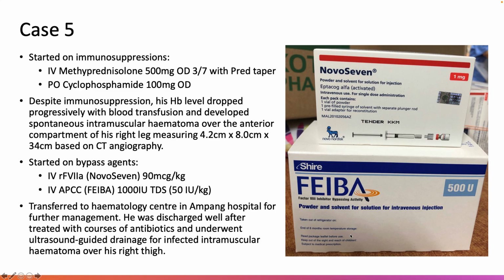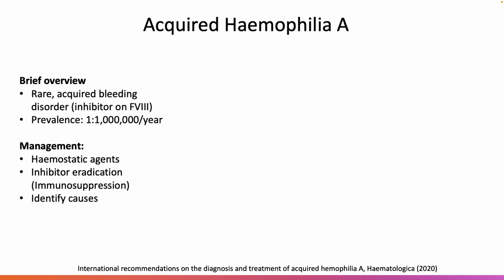When you are fortunate enough, then perhaps you encounter these rare cases, which can also be devastating cases. So a little bit of information on acquired hemophilia. It's a very rare condition. The prevalence is about 1 in a million every year. So meaning to say, if you encounter an acquired hemophilia case, perhaps you are lucky, because it's like a 1 per million per year kind of prevalence.